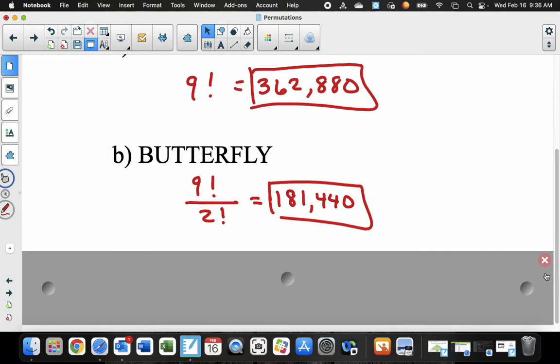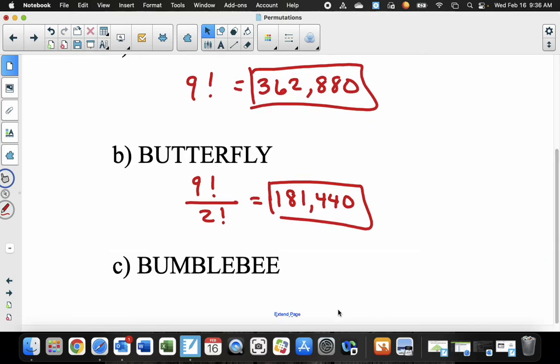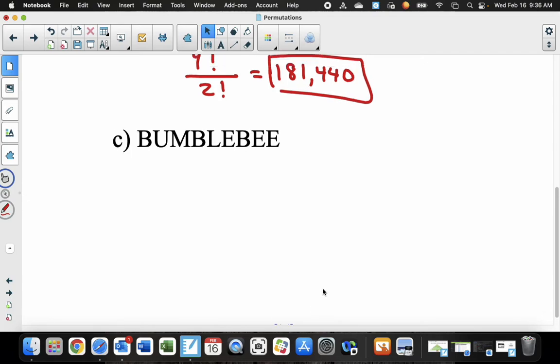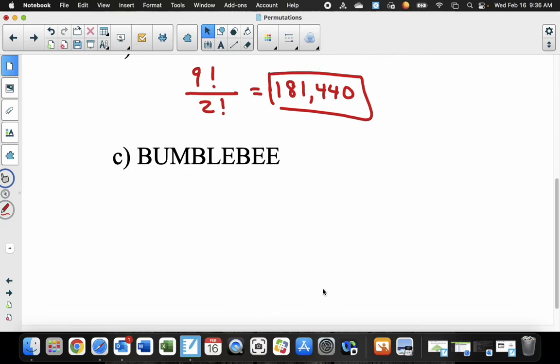How about part C? If you notice, when we're repeating, you got 3 B's and 3 E's. Where am I going to start this problem? 9 factorial. Starting with 9 letters. Okay? 9 factorial. We are going to divide out. Now, let me see what you think. What am I going to divide by? 3 and 3? It's probably that, yeah.